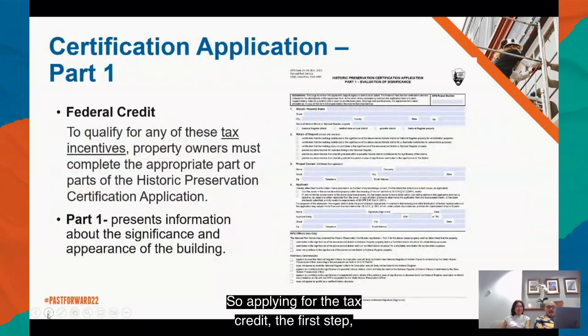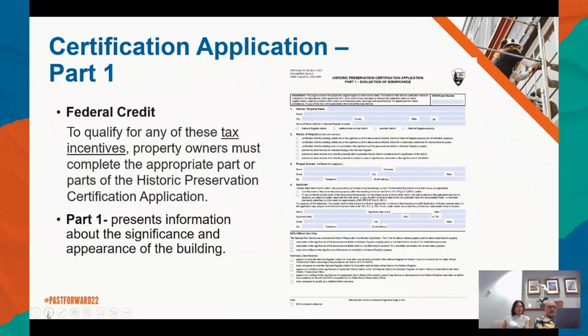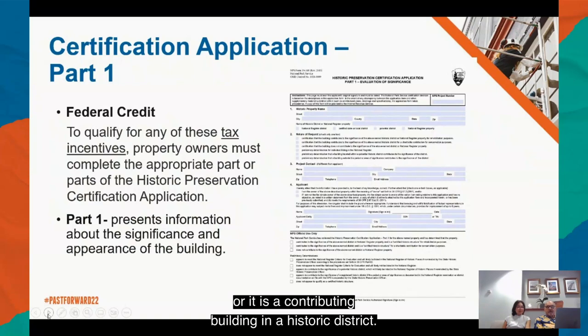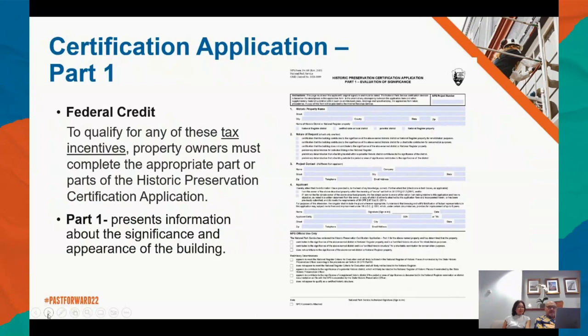So applying for the tax credit, the first step is the Park Service has a form, you can see it here on the screen, which is part one, which is to certify that the project is in a building that is historic. The simple way is that it is already listed in the National Register of Historic Places, or it is a contributing building in a historic district.